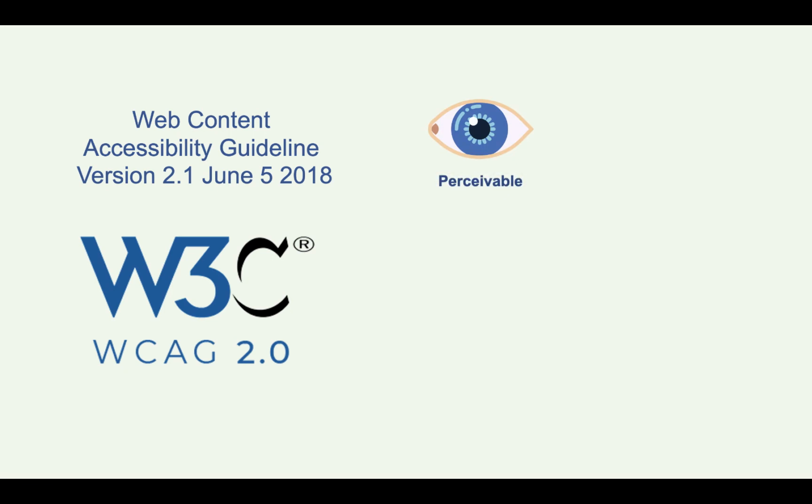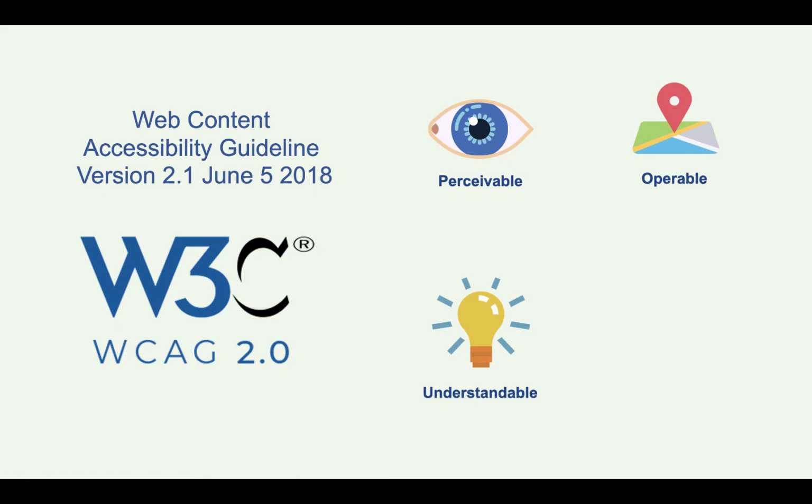Perceivable. Information and user interface components must be presentable to users in ways they can perceive. Operable. User interface component and navigation must be operable. Understandable. Information and operation of the user interface must be understandable. Robust. Content must be robust enough that it can be interpreted by a wide variety of user agents, including assistive technologies.